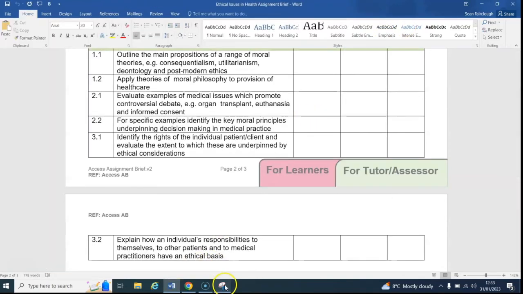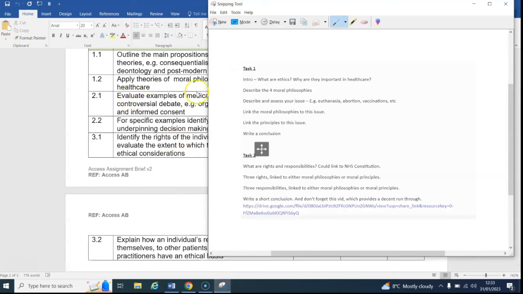Then, if you remember, if you struggle a little bit with the criteria, the easiest way to think about it is to use that plan. So if you do the steps of that plan, you are meeting that criteria. Right, a little bit of an intro. What are ethics? Why are they important in healthcare? Ethics is about right and wrong. These kind of issues are raised in healthcare all the time. And we're constantly discovering new issues as well.